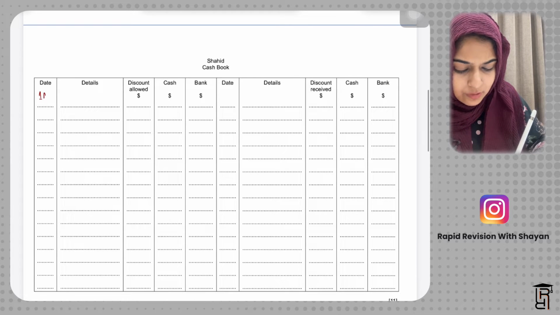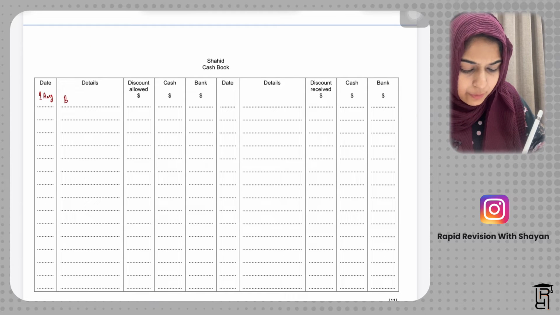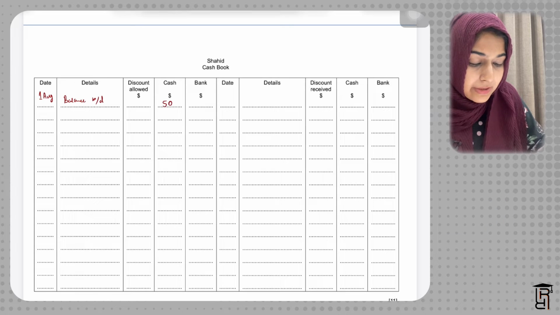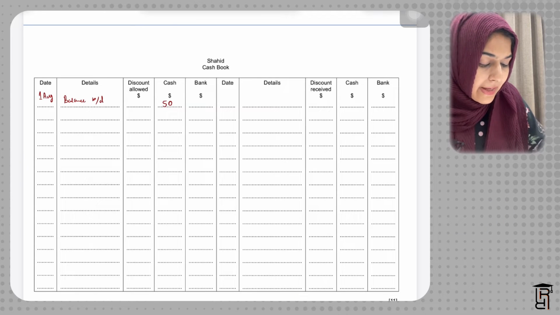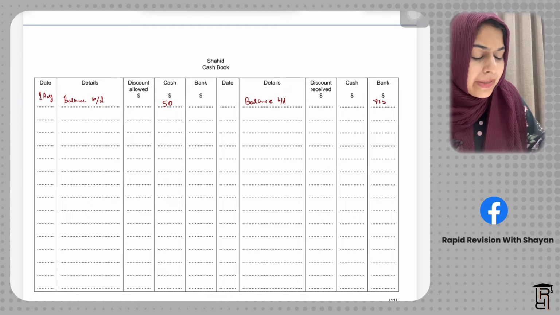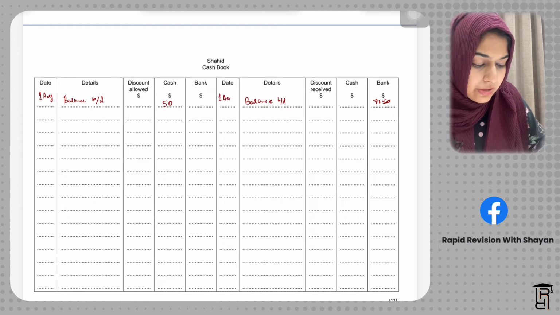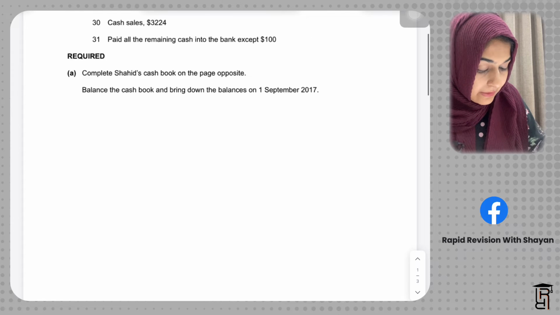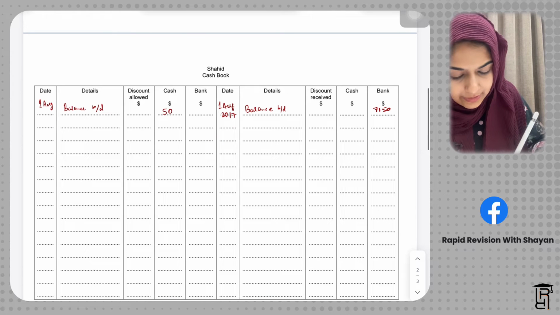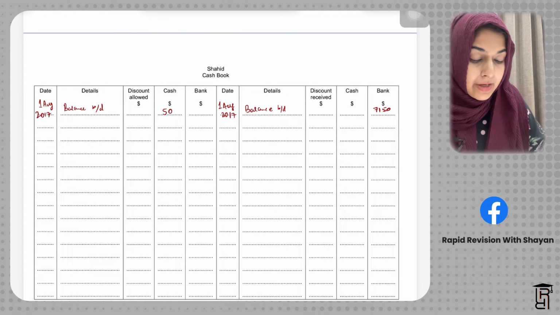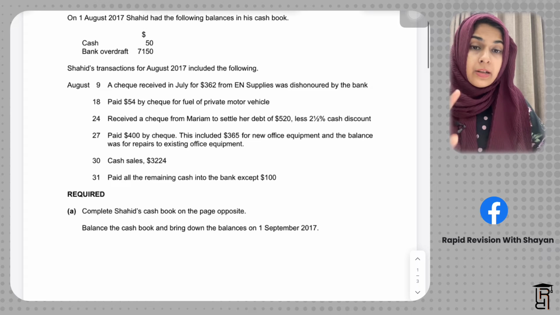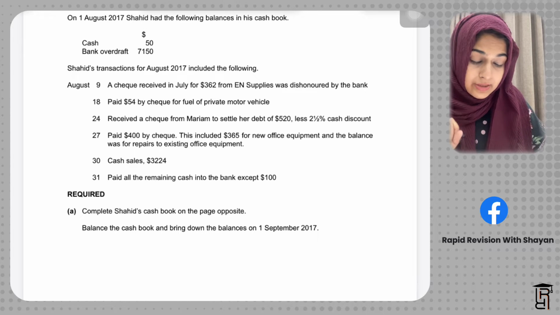I write here 1st August. I write here balance brought down. For cash, I need to write this in the debit column, $50. And for bank, I write here balance brought down. And for the bank column, I write 7150. And I write here 1st August 2017. Then they've given you transactions that occurred during August.